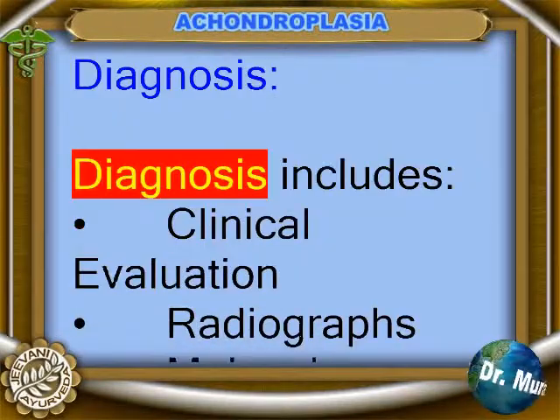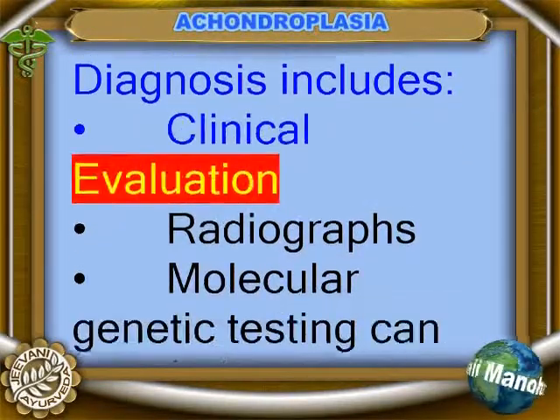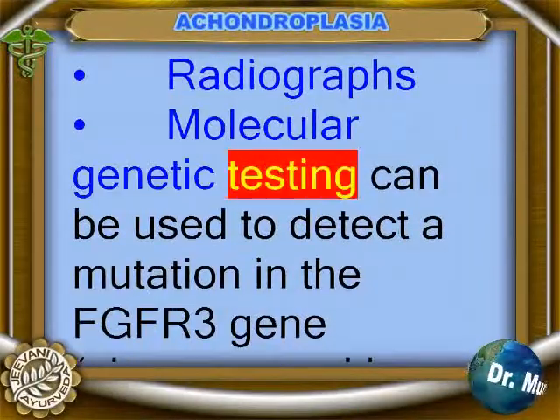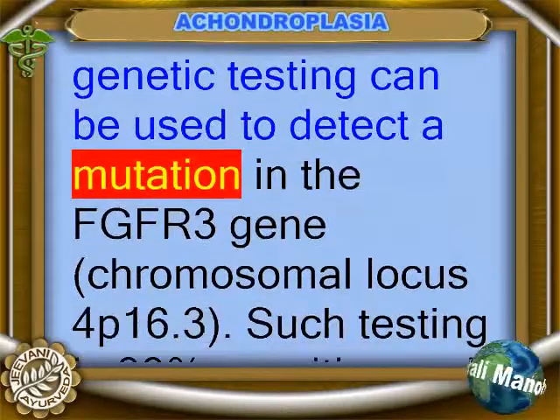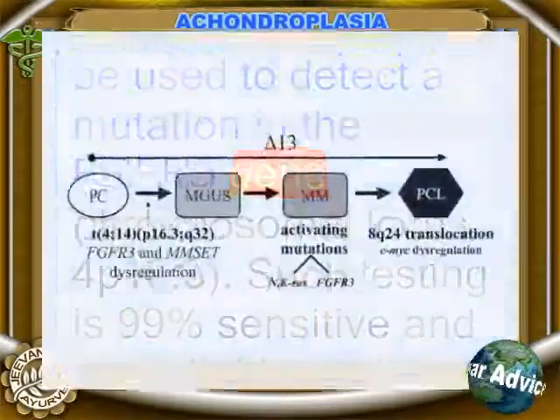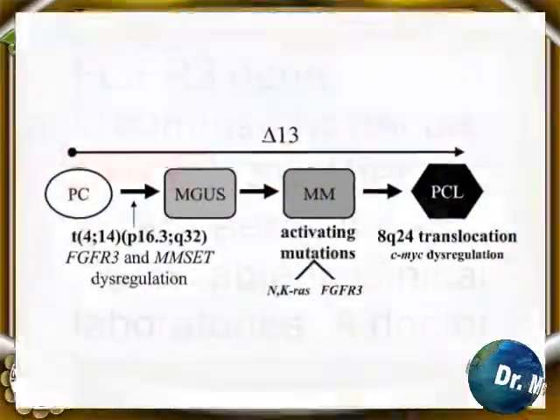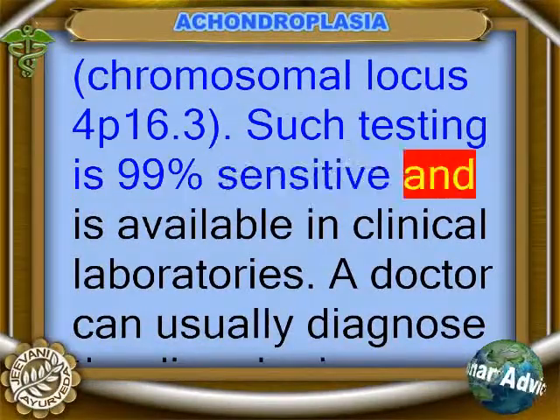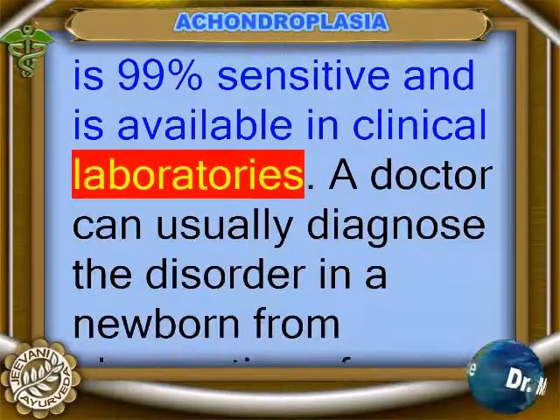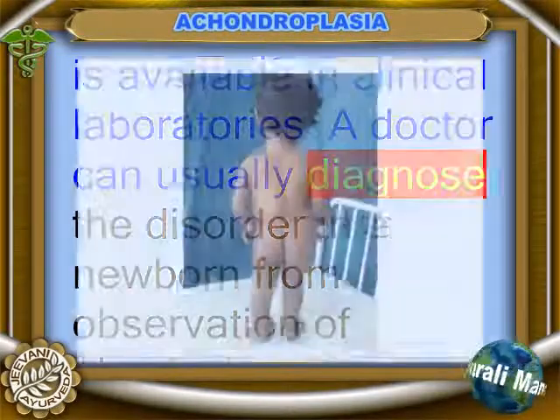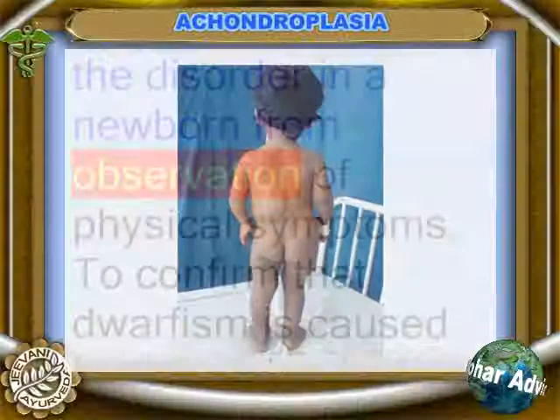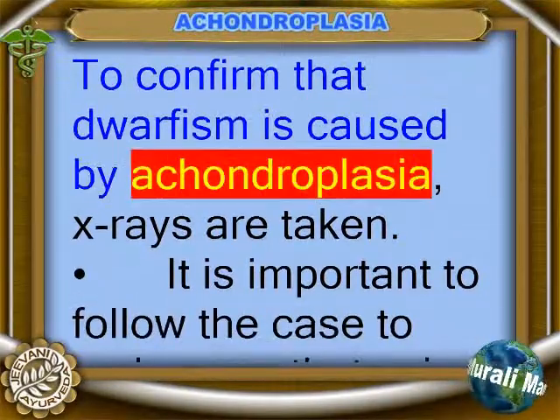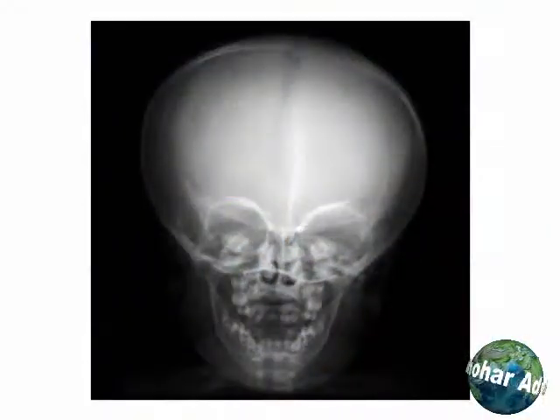Diagnosis. Diagnosis includes clinical evaluation, radiographs. Molecular genetic testing can be used to detect a mutation in the FGFR3 gene, chromosome locus 4p16.3. Such testing is 99% sensitive and is available in clinical laboratories. A doctor can usually diagnose the disorder in a newborn from observation of physical symptoms. To confirm that dwarfism is caused by achondroplasia, X-rays are taken.